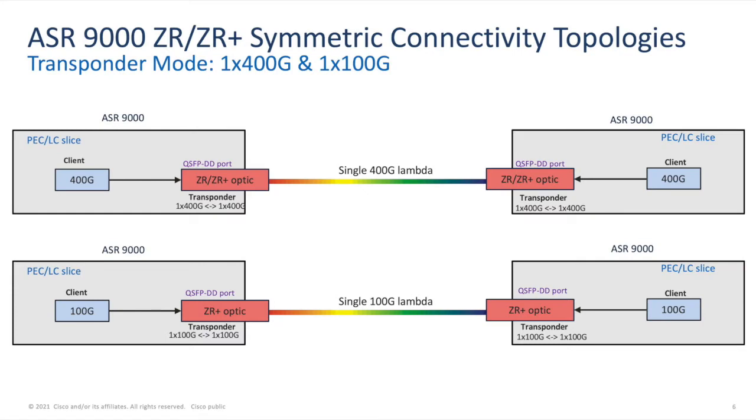Symmetric means that we have the same router configurations on both sides. For instance, when we use transponder mode, we can carry either a 400 gigabit client signal or a 100 gigabit signal over the DWDM channel. ZR Plus optic supports both rates, while ZR can be configured only with 400 gigabit rate. In this solution, both sides support the same rate, and ZR Plus optic is part of the router. Between routers, we can have either a Cisco DWDM system or it can be a third-party solution.